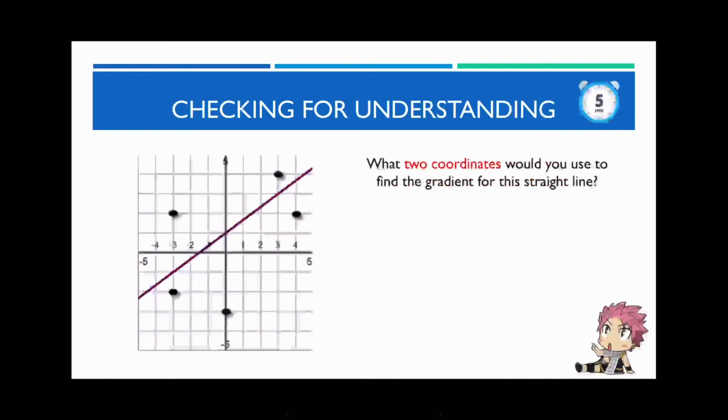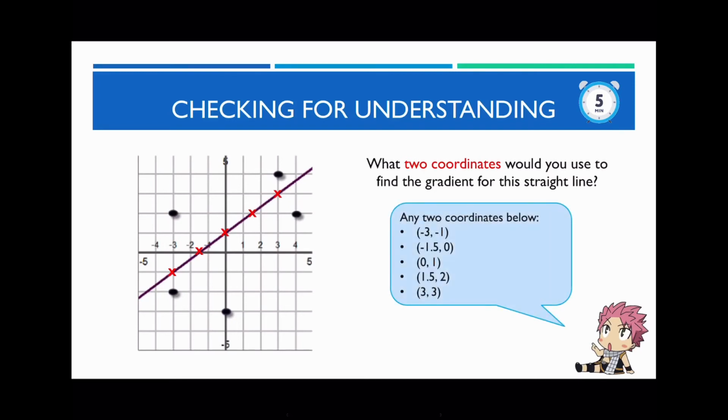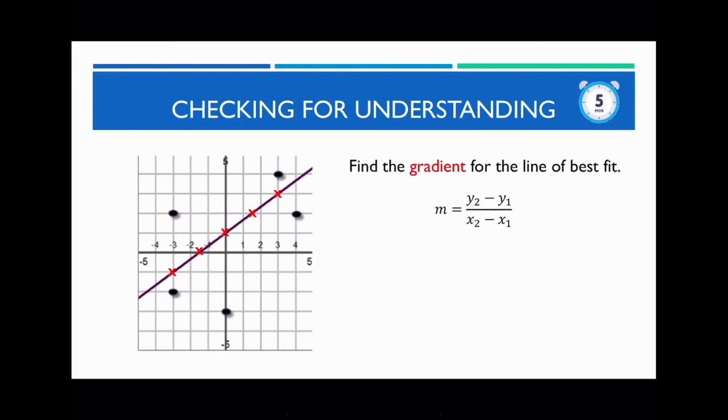If you answer this question correctly, then you could actually be using this coordinate, this coordinate, this coordinate, this coordinate, or this coordinate. So these are 5 relatively easy coordinates that you could be using in order to find the gradient. So any two from this list is going to be an appropriate coordinate that you could use to calculate the gradient.